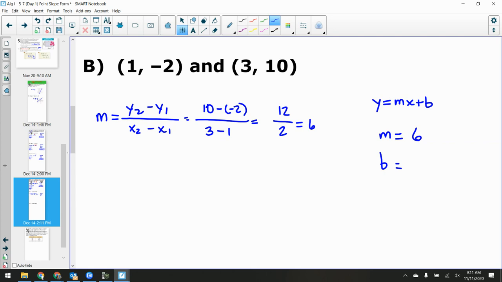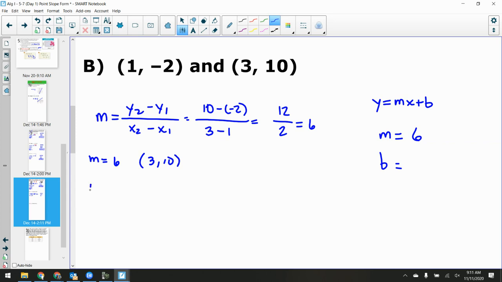Why didn't you just do 10 minus 2? Because it's a negative 2. 10 minus negative 2. And now to find our b value, which point would we like to choose? 3, 10. Stay positive. So we've got m is 6, and the point is 3 comma 10.